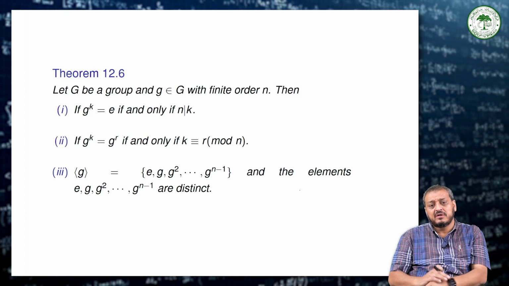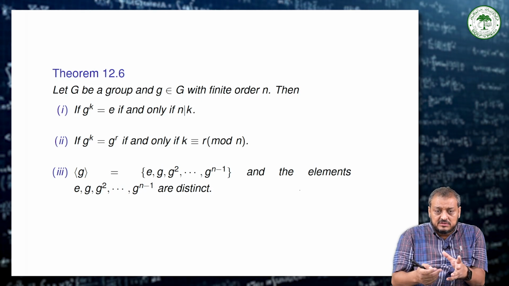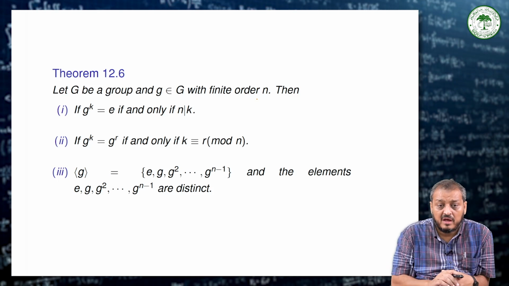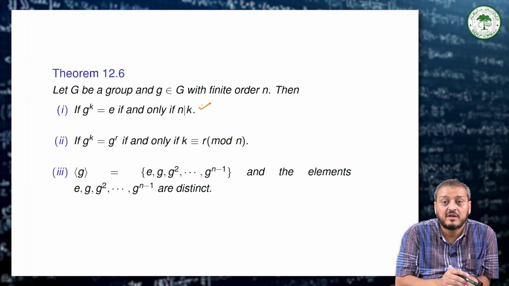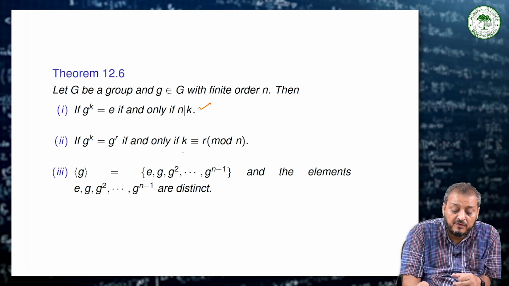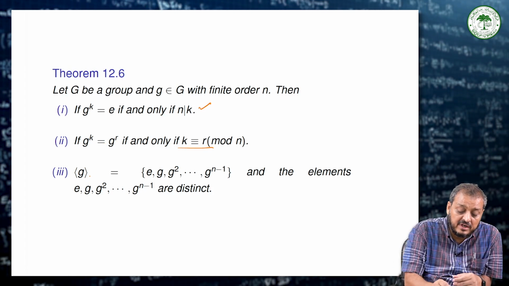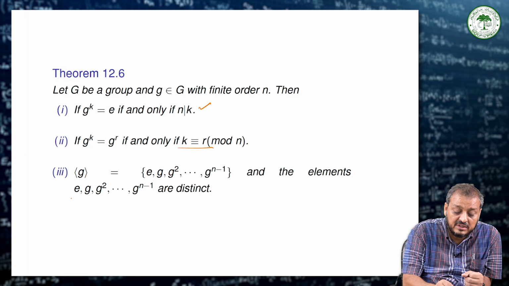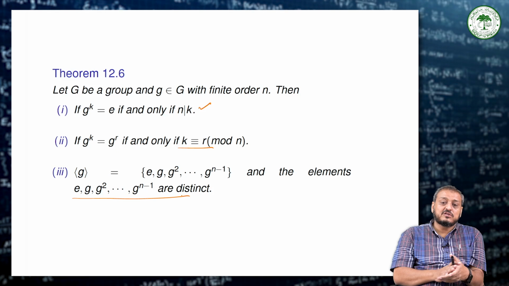So I just prove this result. The theorem says: let G be a group and g an element of G with finite order n. Then g to the power k is equal to the identity if and only if n divides k, and g to the power k is equal to g to the power r if and only if k is congruent to r mod n, and the group generated by g is e, g, up to g to the power n minus 1, and these elements are all distinct.